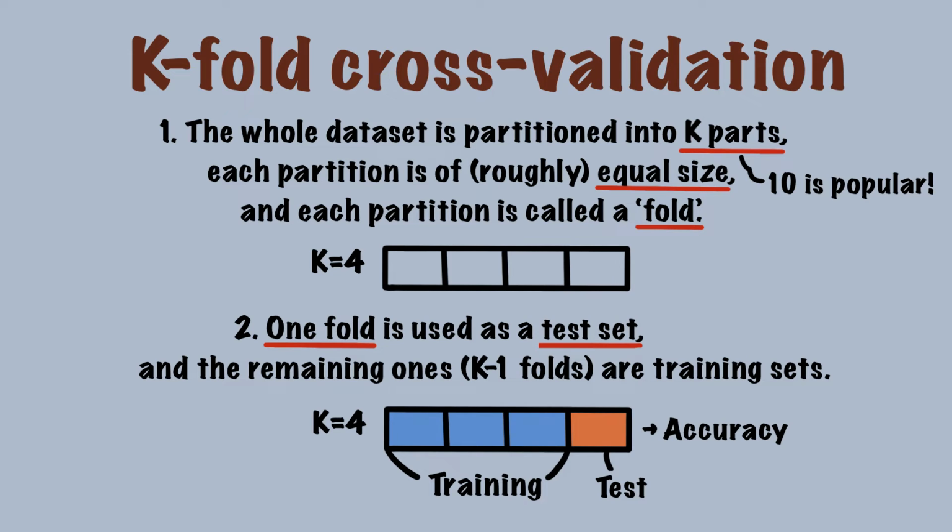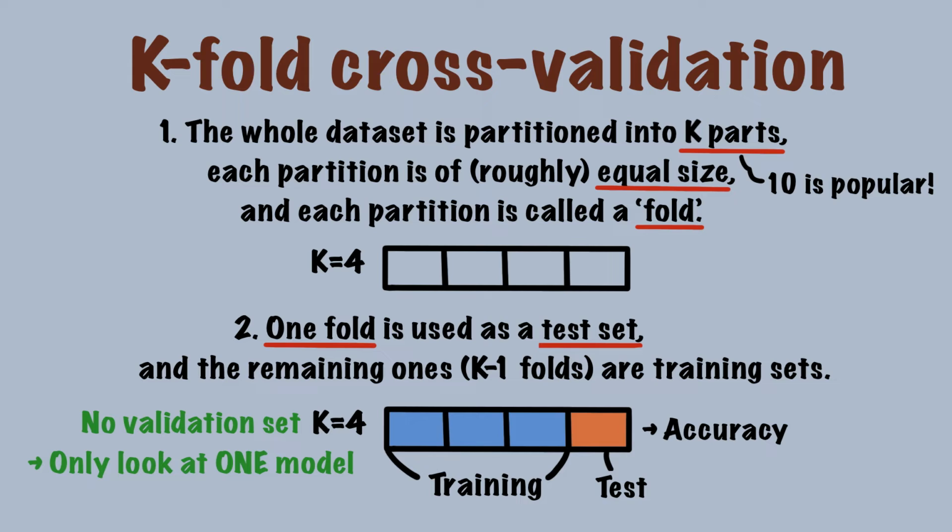Second, we use one fold as the testing set, and the remaining folds as the training set. This procedure is just like the normal evaluation process. The k-1 folds are used to train the model, and the model's performance is evaluated on one fold, which is the testing set. And the evaluation measure can be accuracy, recall, precision, or anything you like.